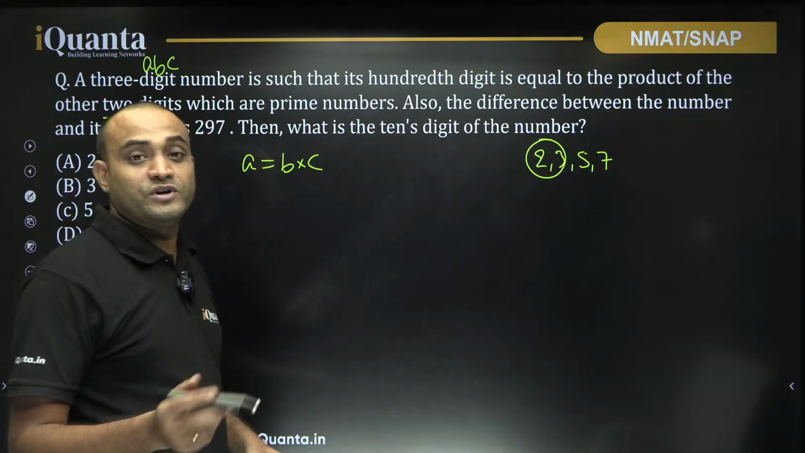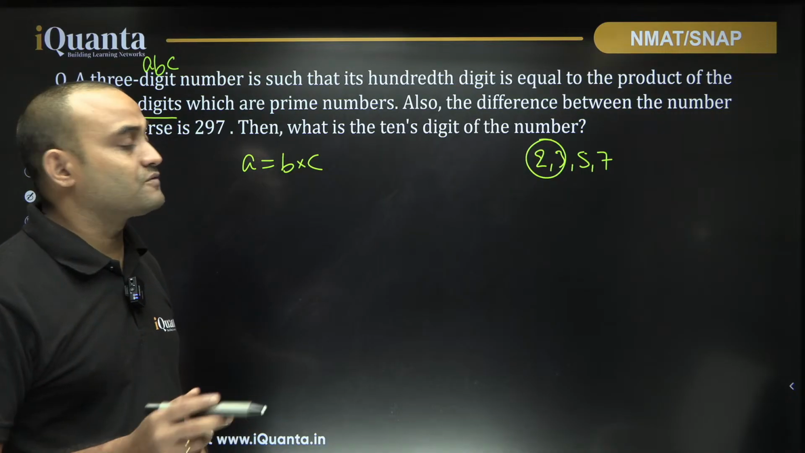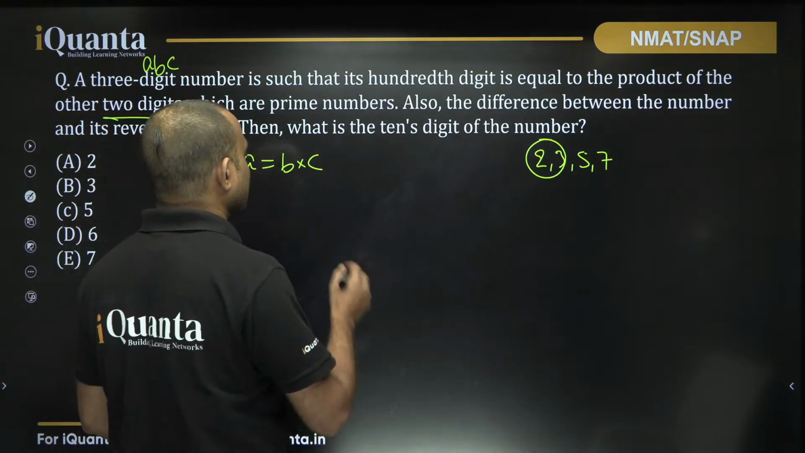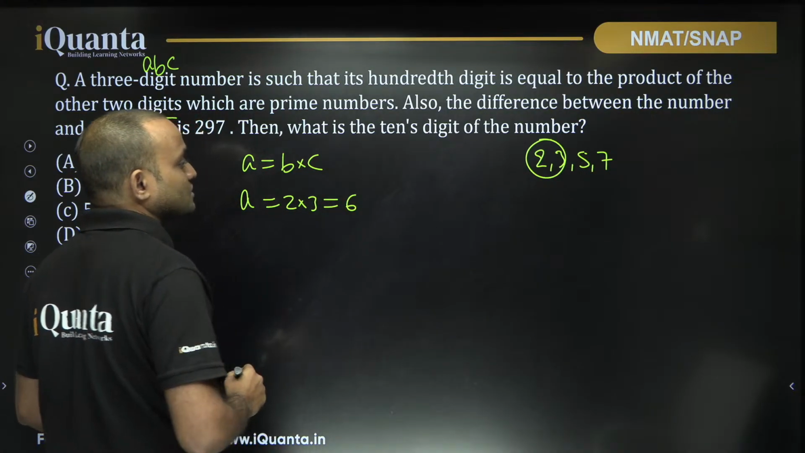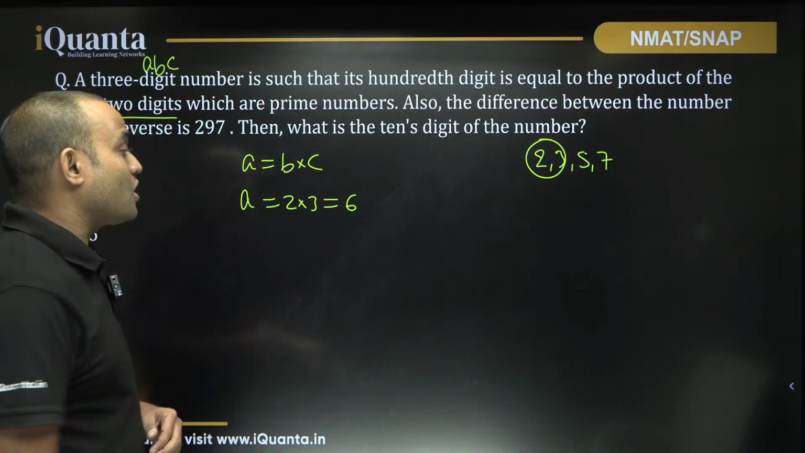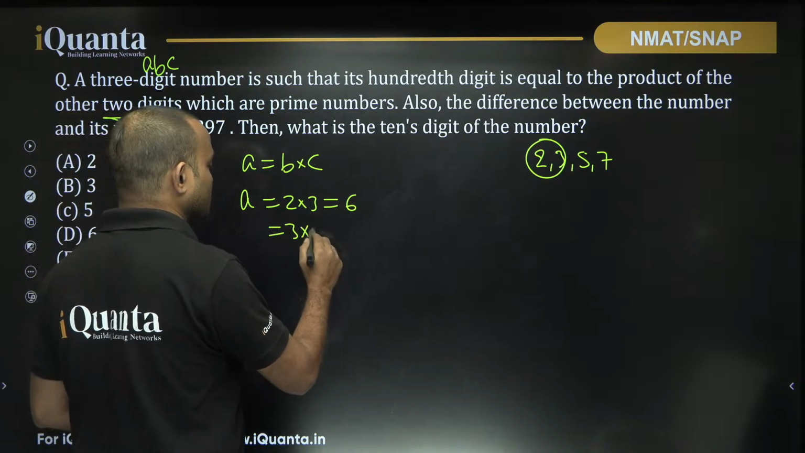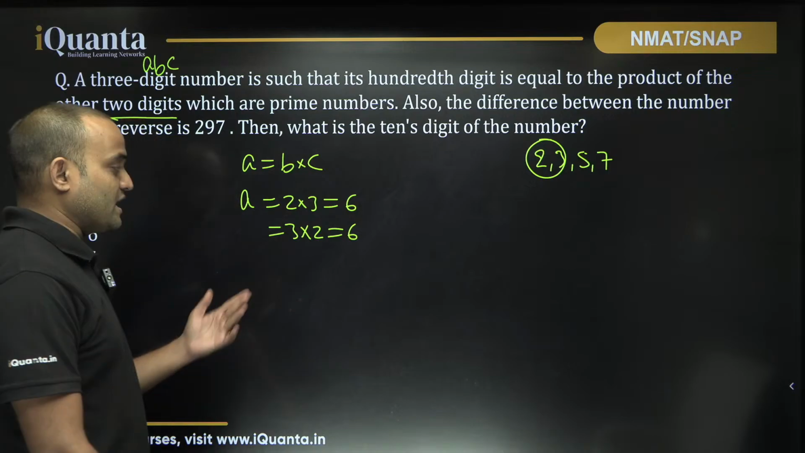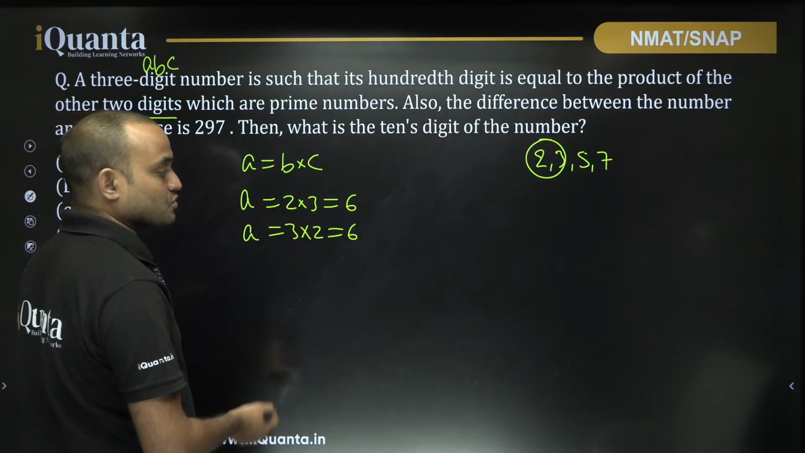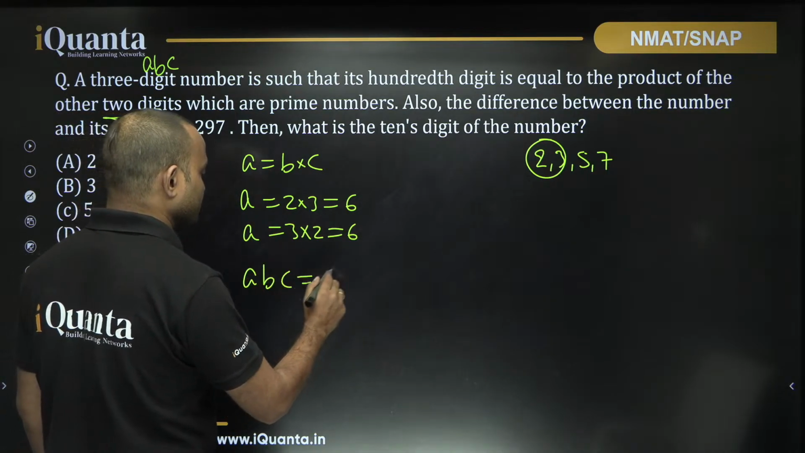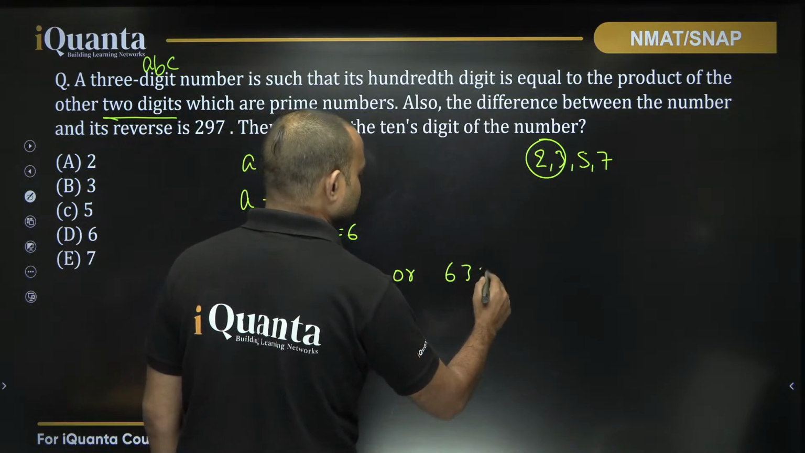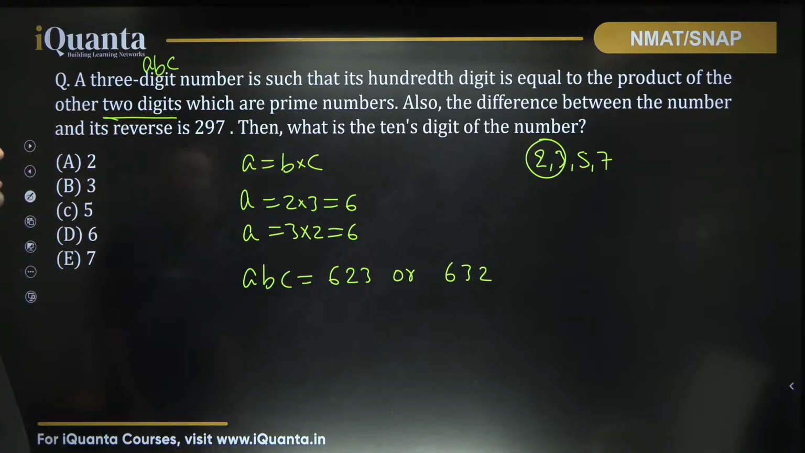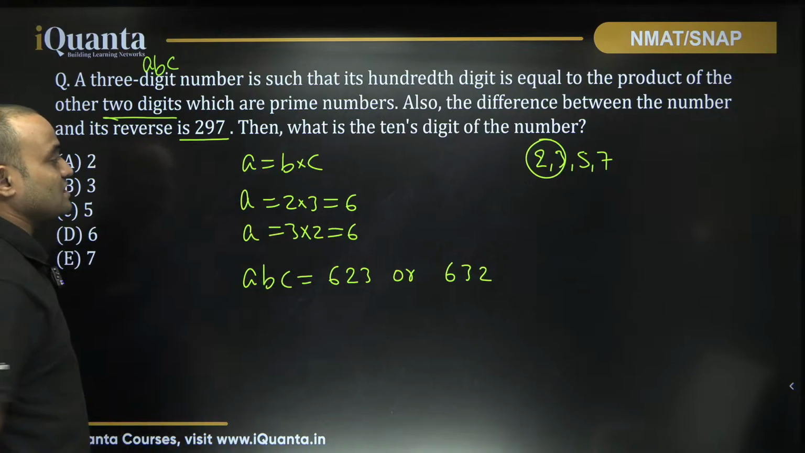Because if you take 2 into 5, it will become 10. 2 into 7, it will become 14, right? So we can take A is equal to 2 into 3, which is equal to 6. Now it could be 2 into 3 or 3 into 2, both of them. 3 into 2 is also possible, right? A is equal to 2 into 3 or 3 into 2. So what we can say, ABC will be equal to 623 or 632. But it says also the difference between the number and its reverse is 297.